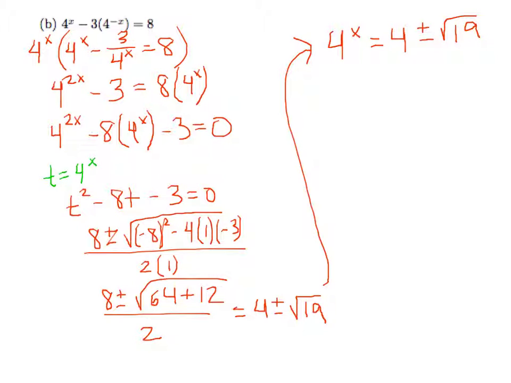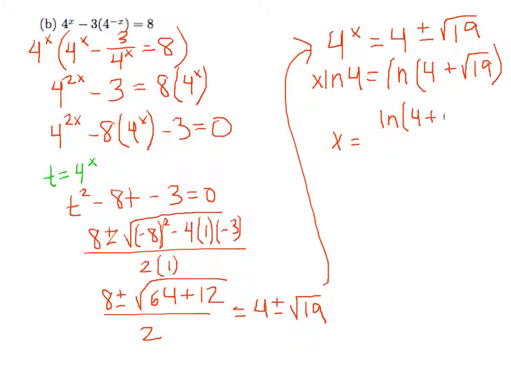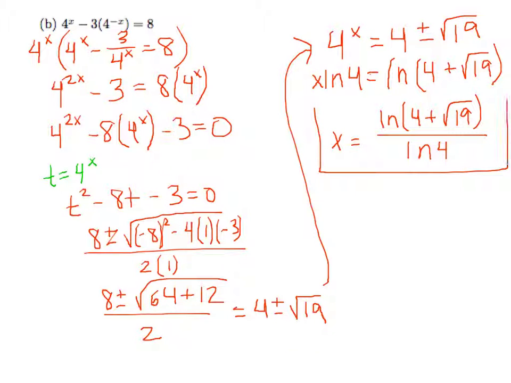And let's take the ln of both sides to get the x out of the exponent. So we have x times ln of 4 equals the ln of 4 plus the square root of 19. We're not going to use 4 minus the square root of 19 because that is less than 0, so it's not a solution. And divide both sides by ln of 4, we get x equals ln of 4 plus the square root of 19, all divided by ln of 4. And that is our solution.